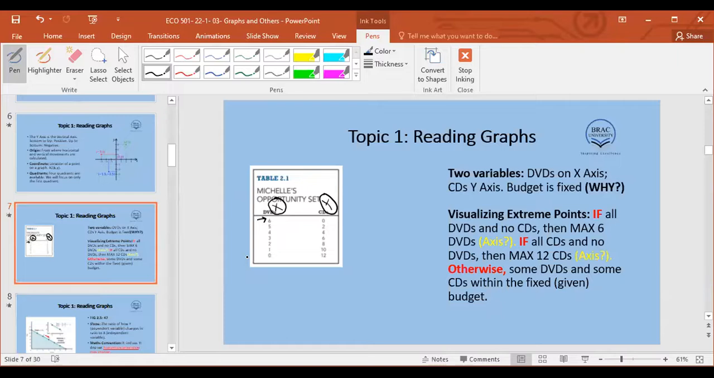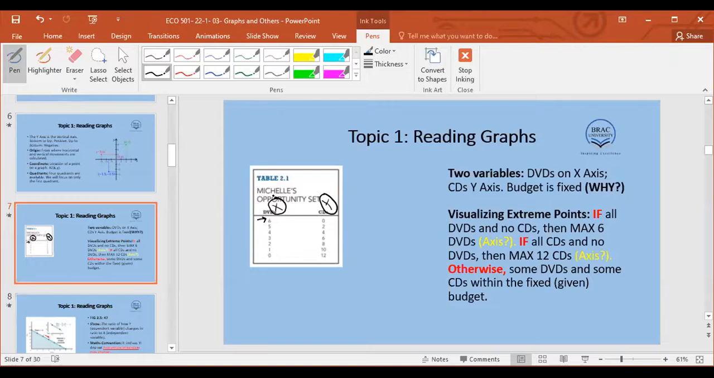Since there's a limited budget, if the consumer, Michelle, decides to buy only DVDs, Michelle can buy 6 DVDs and no CDs. Where do you visualize this point? X is the axis of DVDs, Y is the axis of CDs. So where do you visualize the first point? Sir, the origin point.